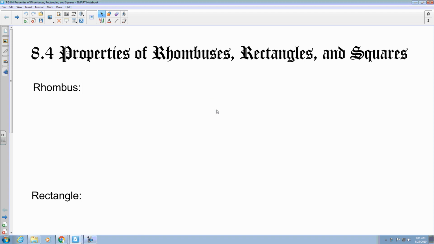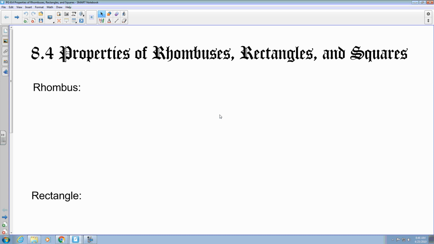All right, we're in section 8.4 where we are looking at properties of rhombuses, rectangles, and squares. In 8.2, we talked about the properties of parallelograms. To recap, we stated that a parallelogram has two pairs of parallel sides. We said that their opposite sides were congruent. We said their opposite angles, interior angles, were congruent.